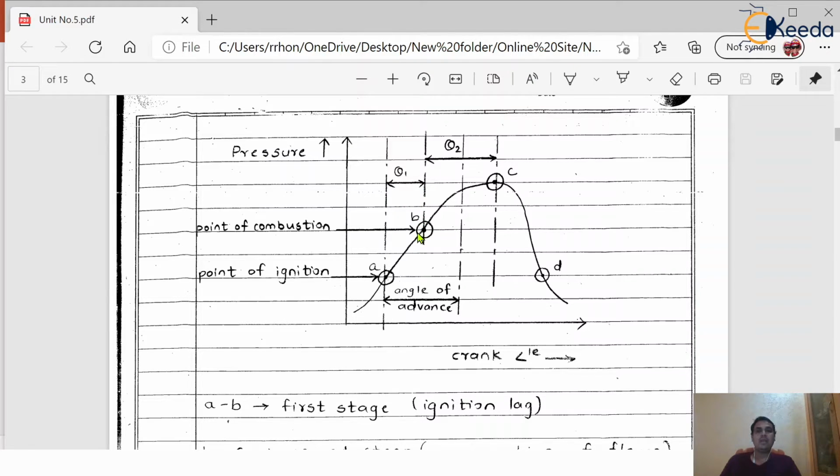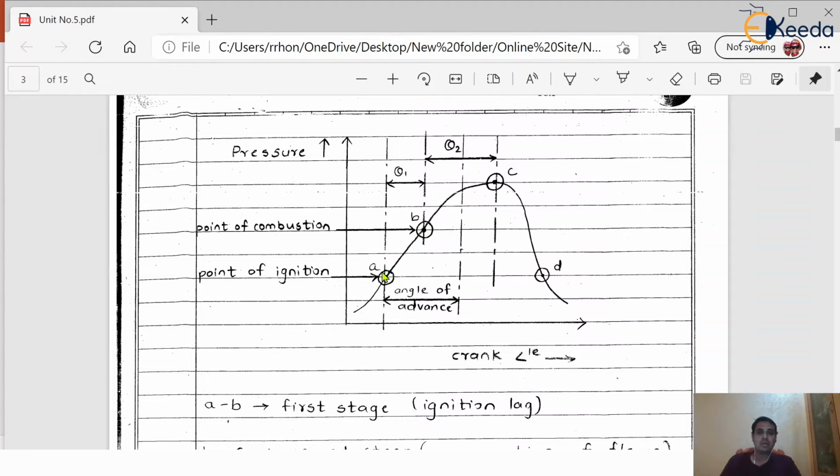Okay. Similarly, now at point B, the combustion process will start to take place. We know that then the power stroke will start to happen. During the power stroke, the burning will be there. Whatever air fuel mixture is present inside the engine cylinder will start to burn immediately, and there will be a very huge temperature, and there will be an increment in the pressure from B to C.